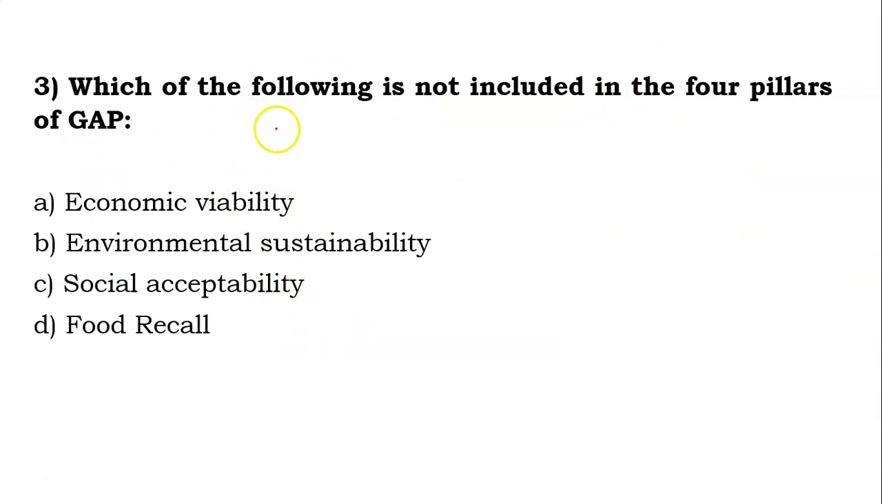Now the third question is: which of the following is not included in the 4 pillars of GAP? I think you all have heard about this word GAP. GAP works upon 4 pillars, and you have to identify, amongst these options, which of the following is not part of the 4 pillars of GAP.